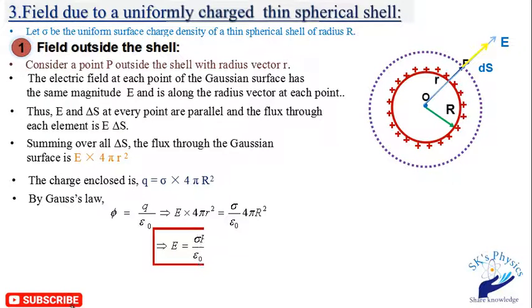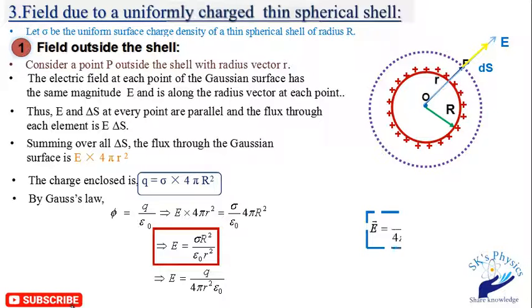Implies E is equal to sigma capital R square upon epsilon 0 small r square. Here q is equal to sigma into 4 pi r square, so E is equal to q upon 4 pi r square epsilon 0. Vector E is equal to q upon 4 pi r square epsilon 0 into r cap. Here the direction is small r cap.